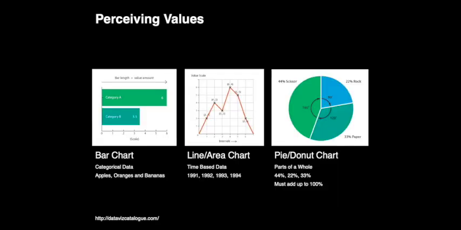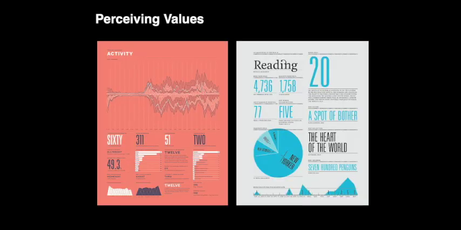That being said, there are certain chart types that work best with certain types of data. So bar charts are best when it comes to categorical data, so comparing apples to oranges to bananas. Line charts are great when it comes to looking at time-based data, so something that happened over a period of time from 1991 to 1994. Pie charts or donut charts should always be displaying parts of a whole that add up to 100%. Pie charts should never go above 100% or never go below 100%. They always have to add up to 100%. So here are some examples that use those types of visualizations.